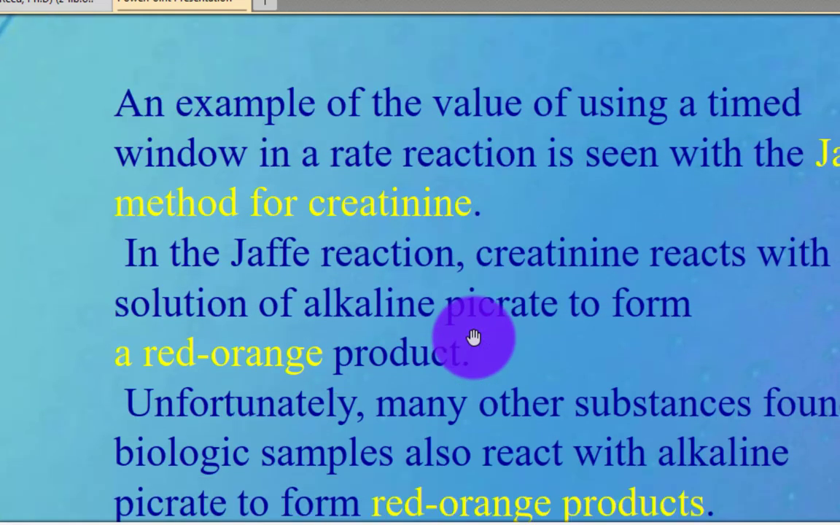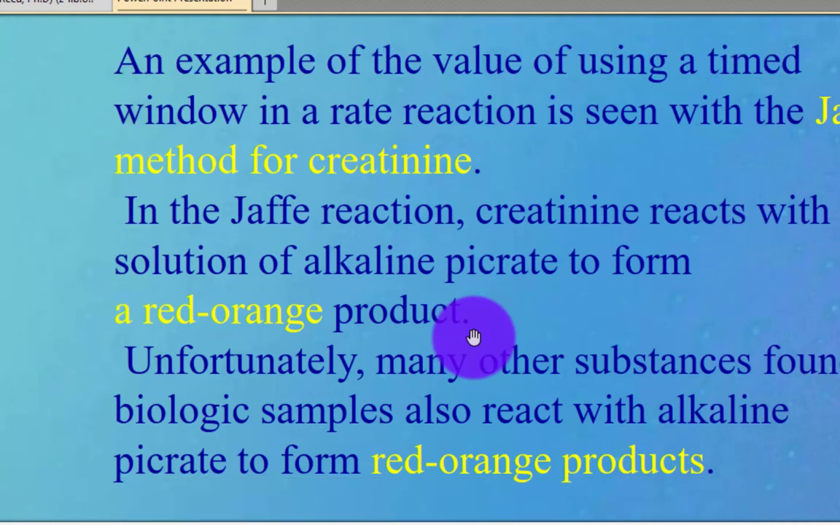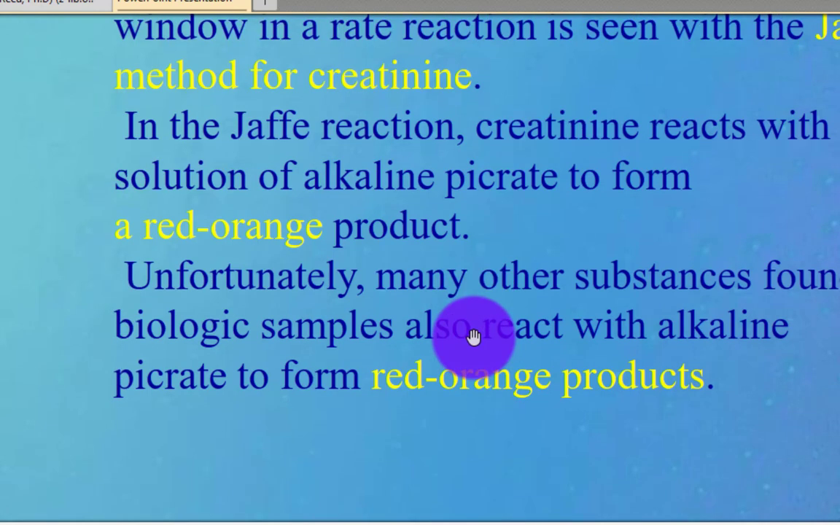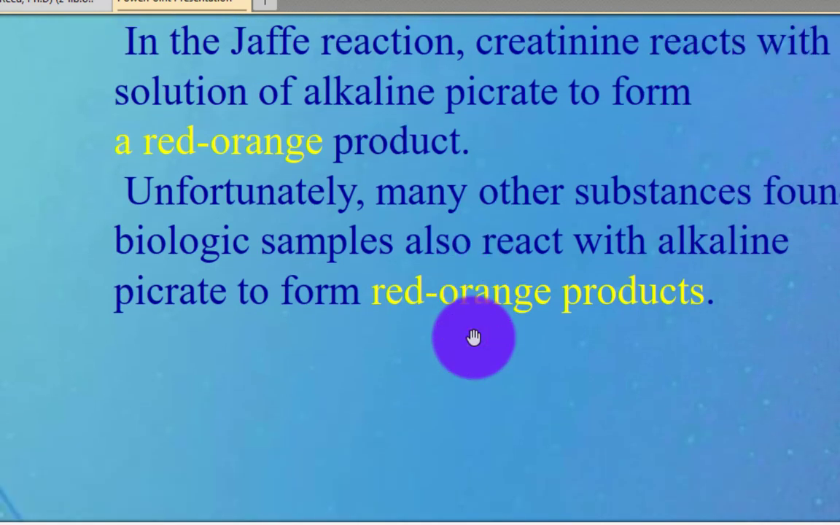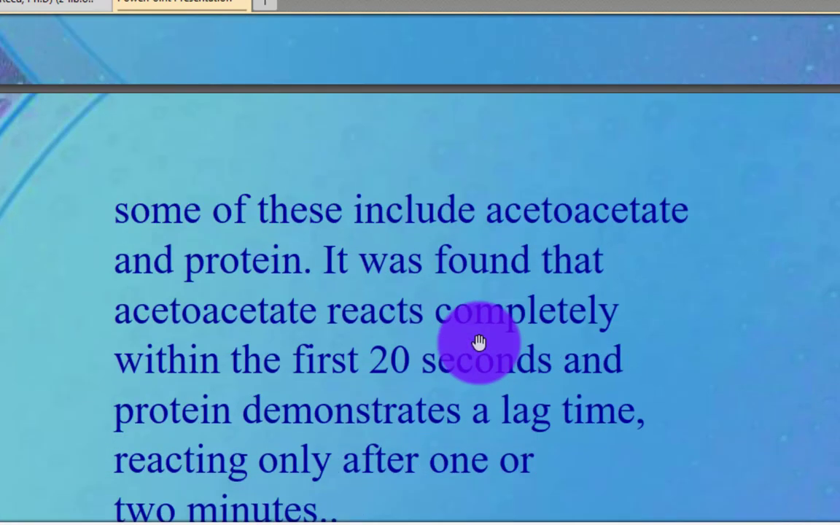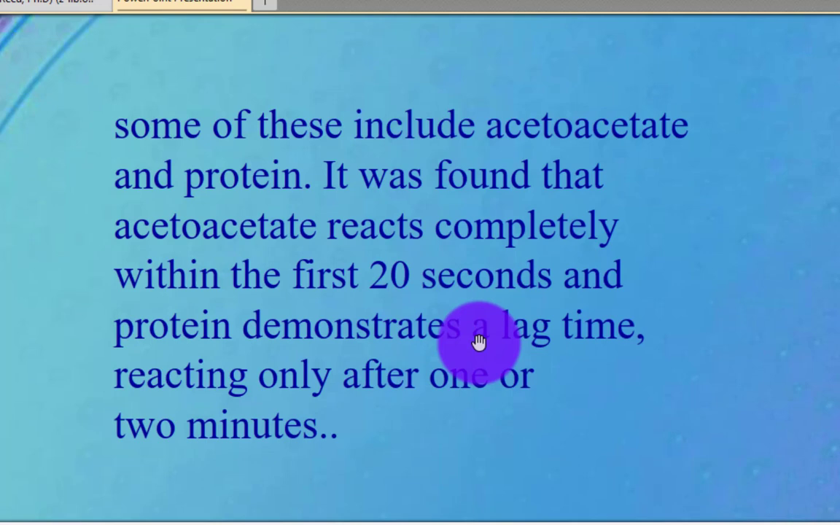An example of the value of using a timed window in a rate reaction is seen with the Jaffe method for creatinine. In the Jaffe reaction, creatinine reacts with a solution of alkaline picrate to form a red-orange product. Unfortunately, many other substances found in biological samples also react with alkaline picrate to form red-orange products. Some of these include acetone, acetoacetate, and protein.